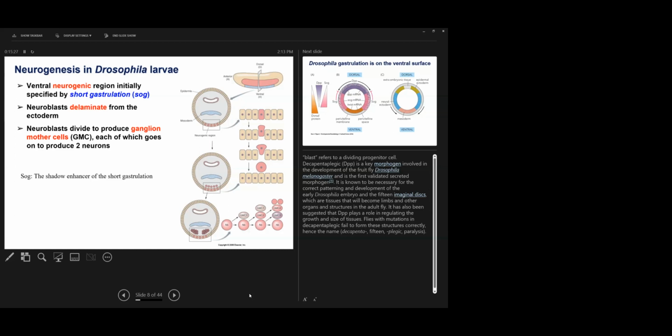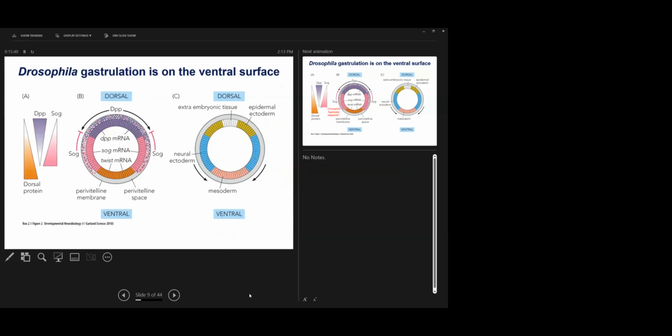So that's how you have expression of SOG, then the generation of a neurogenic region in the ventral side, and formation of a neuroblast. The neuroblast divides to form a ganglion mother cell and again a neuroblast cell. So this we already talked about.